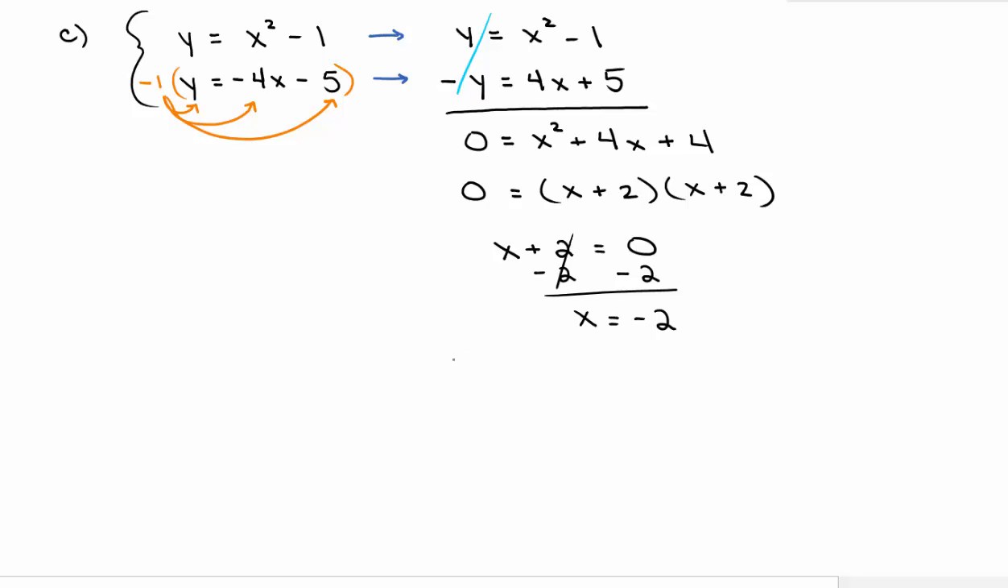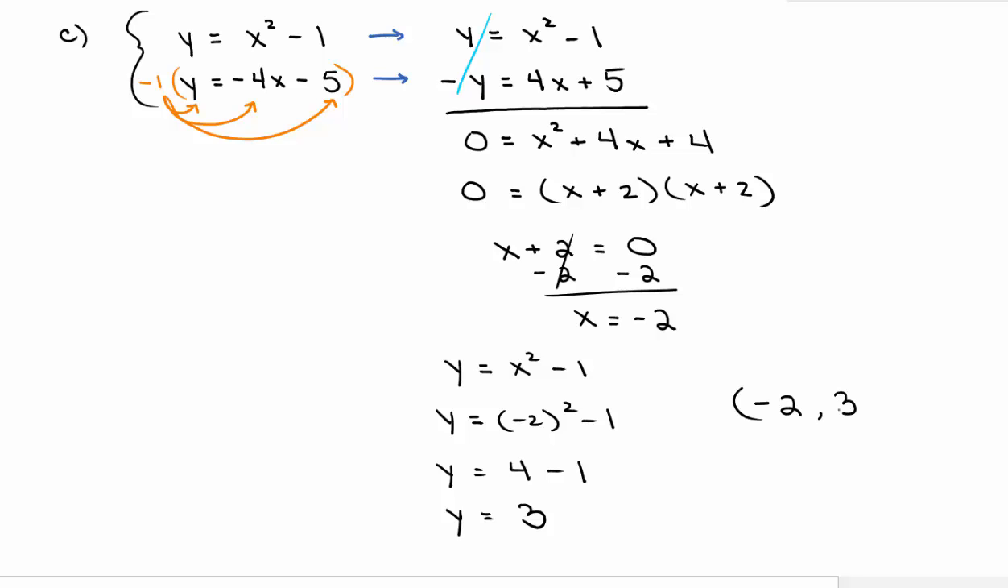Now we're going to take this and we're going to substitute it back in. And once again, it doesn't matter which one of the two equations you use because you'll end up with the same exact answer. I'm just going to choose to use the top equation, y equal to x squared minus 1. So I'm going to get y is equal to negative 2 squared minus 1, which is y is equal to 4 minus 1, which is y equals 3. So my ordered pair is going to be negative 2 comma 3.